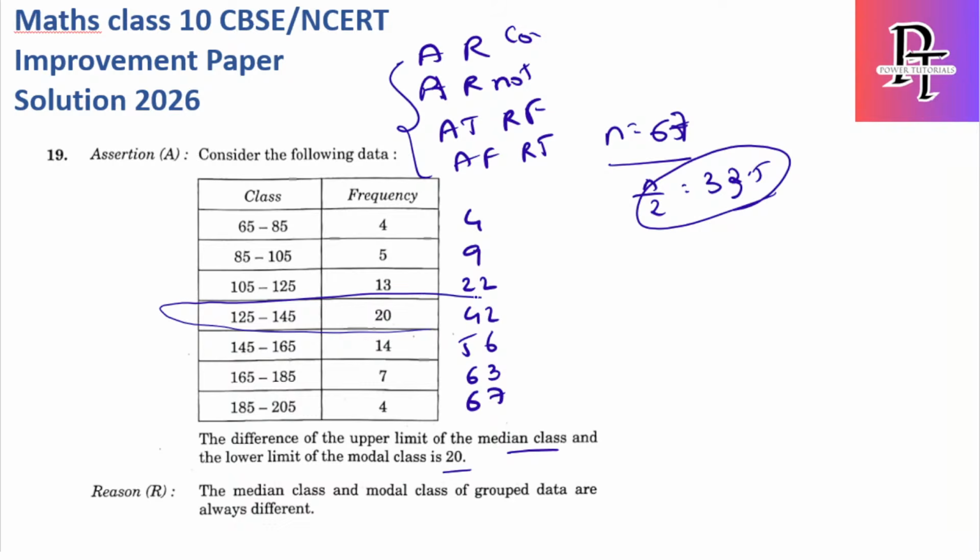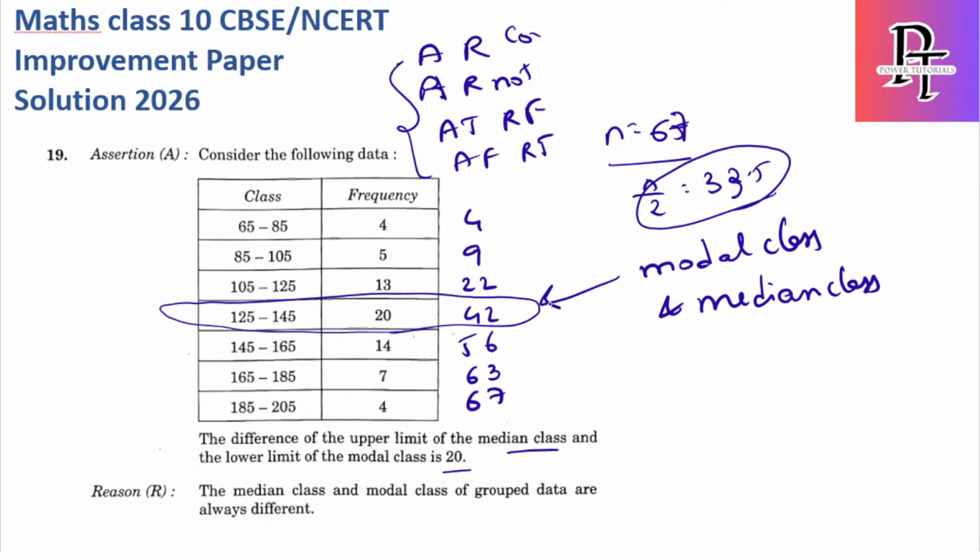So this is the median class. What about the mode? For the mode, whichever has the highest frequency is the modal class. The highest frequency is also the same. So both the modal class and median class are the same class. Now they are asking the difference of the upper limit of the median class and the lower limit of the modal class. It is the same class, so it is 145 minus 125, which is 20. So A is true. What about R? The median class and modal class of grouped data are always different. This is false because it can be the same as well, the same condition we have just seen here. So the option should be C, where A is true and R is false.